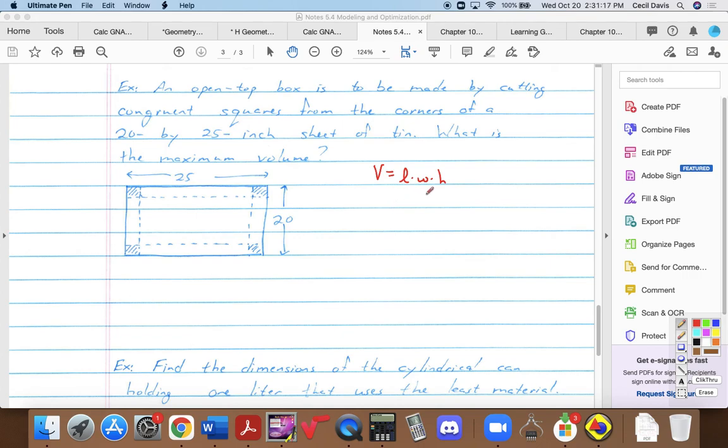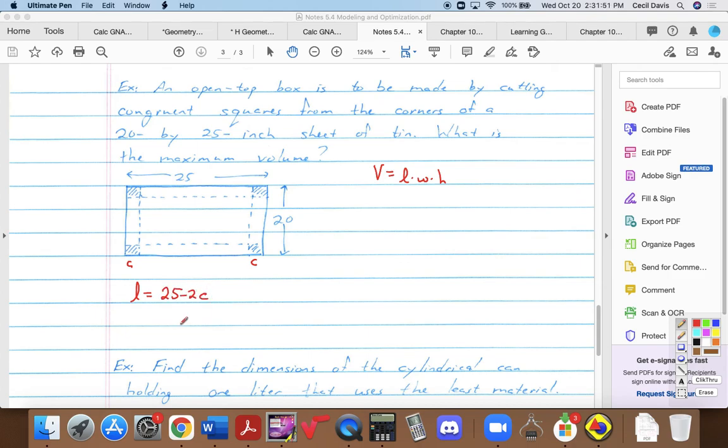All right, and we need to get all of those in terms of a single variable. Well, notice what varies here is how much I'm going to cut off. So let's call the length of the piece that I cut off C. You can call it Bob for all I care. C is for cut. So then the length would be equal to how much in terms of C? 25 minus 2C.